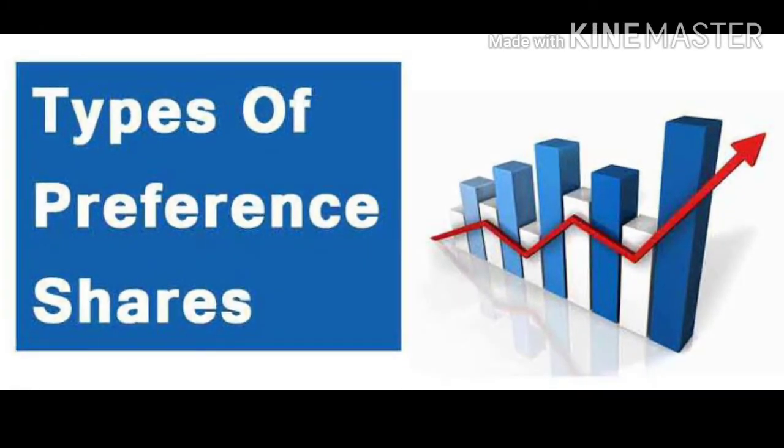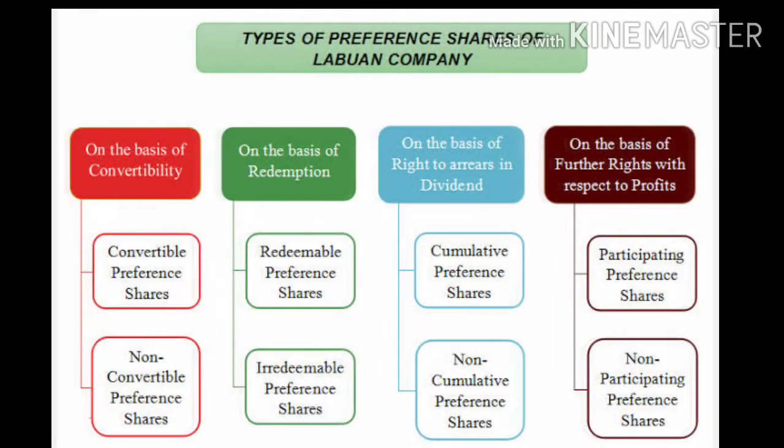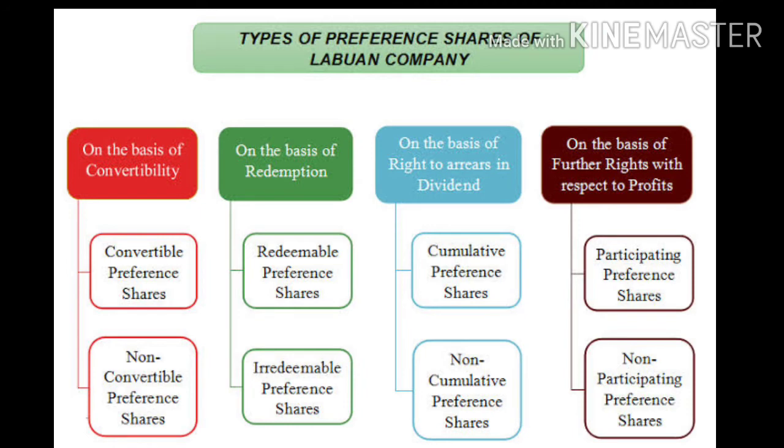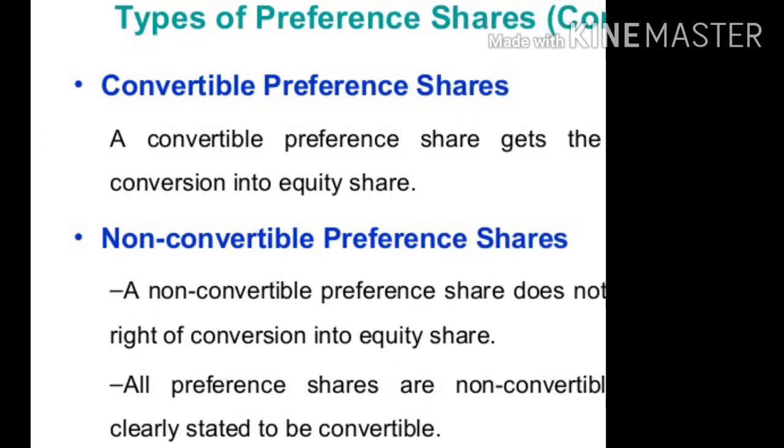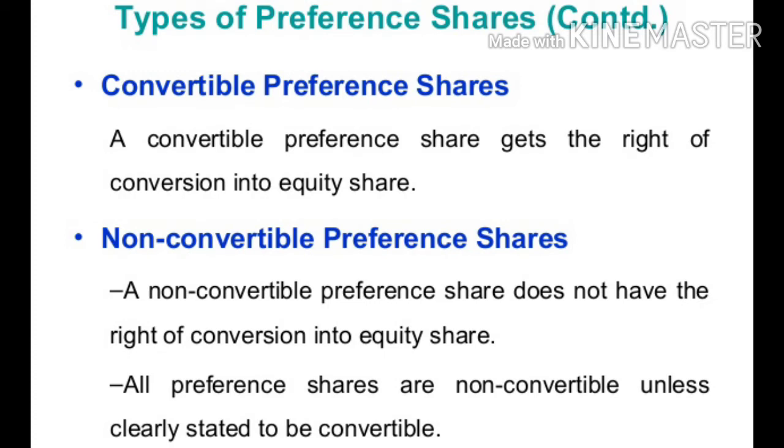Today we are going to discuss types of preference shares. Preference shares are classified into four types. First one, convertible and non-convertible preference shares. Second, redeemable and irredeemable preference shares. Third, cumulative and non-cumulative preference shares. Fourth, participating and non-participating preference shares. So let us discuss the first point, convertible and non-convertible preference shares.